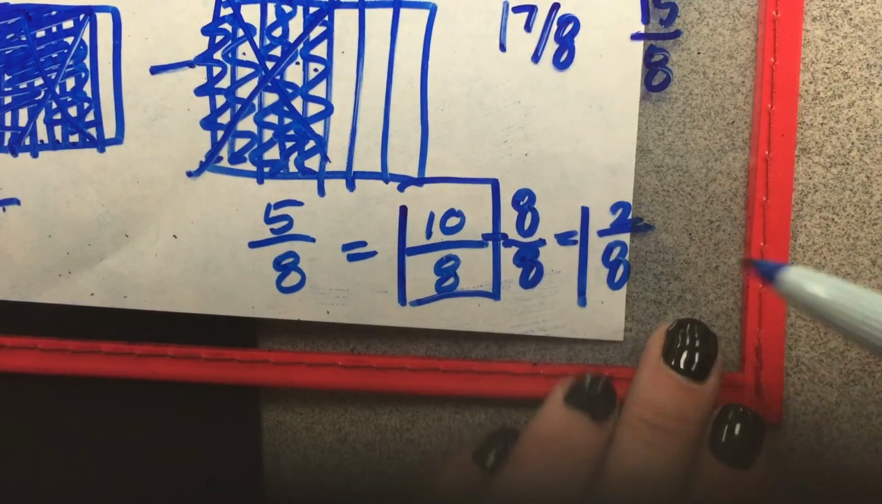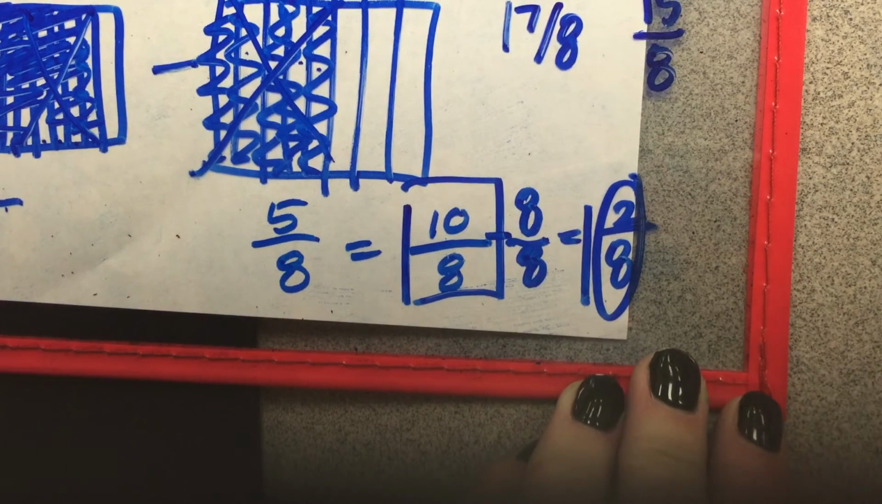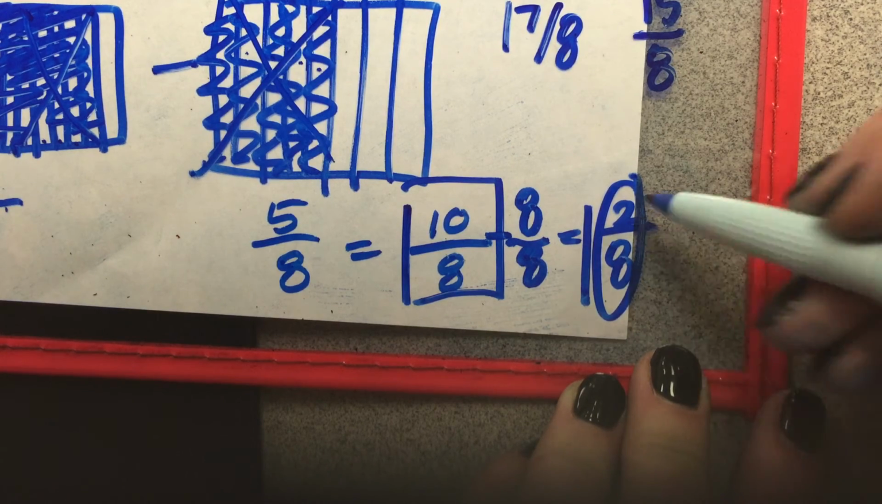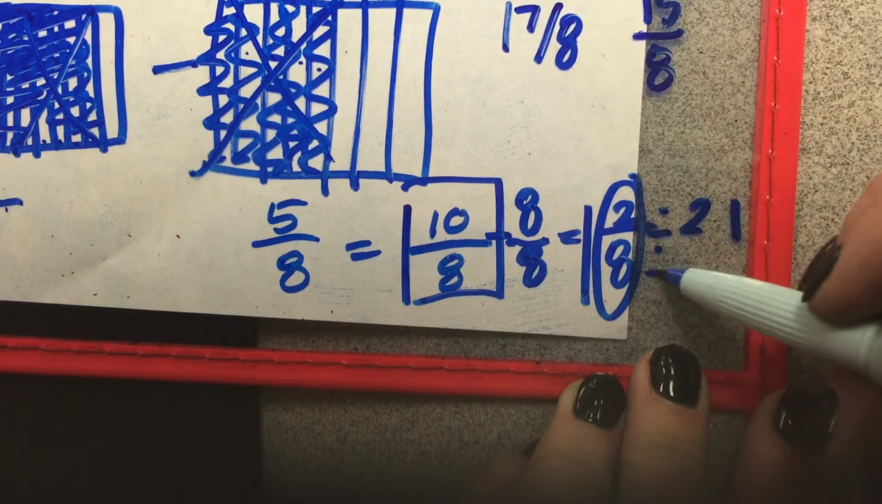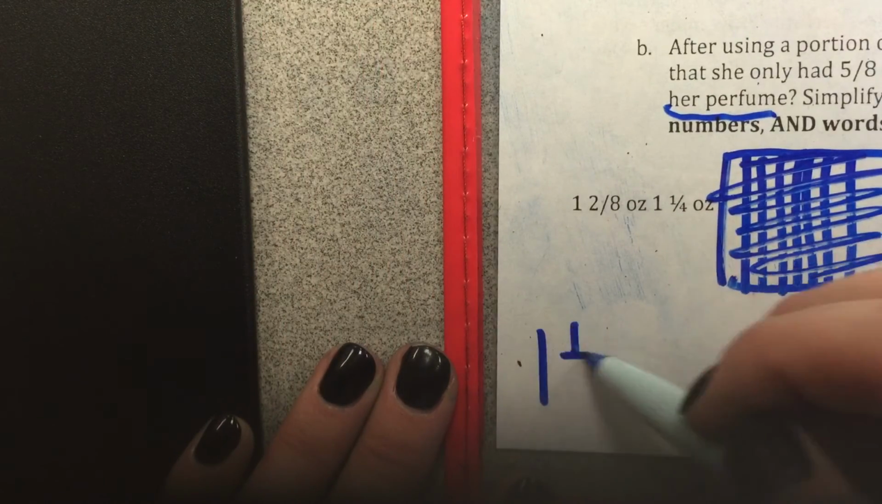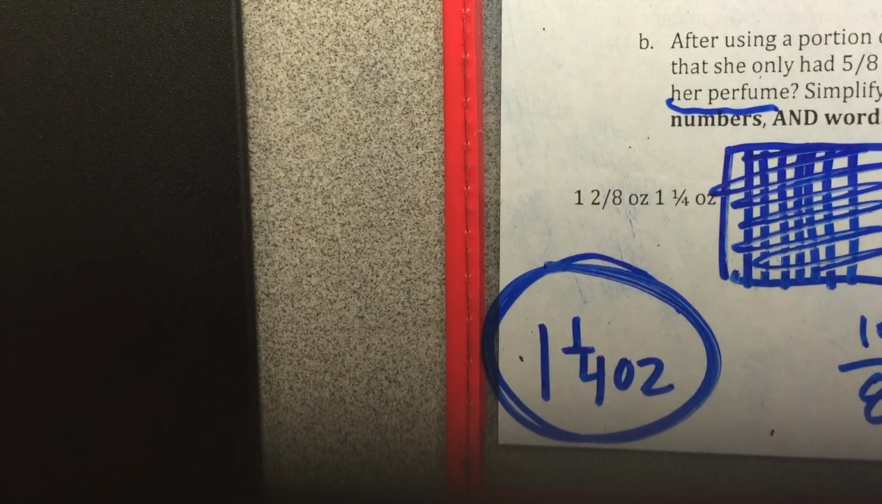But, you know what, before you even write that sentence, I just noticed, look, 2 8s, we can reduce that even more. 8's divisible by 2, so let's divide them both by 2. 2 divided by 2 is 1, and 8 divided by 2 is 4. So it's the same as 1 1/4 ounces, actually. That should be your answer. Make sure you write in a complete sentence.